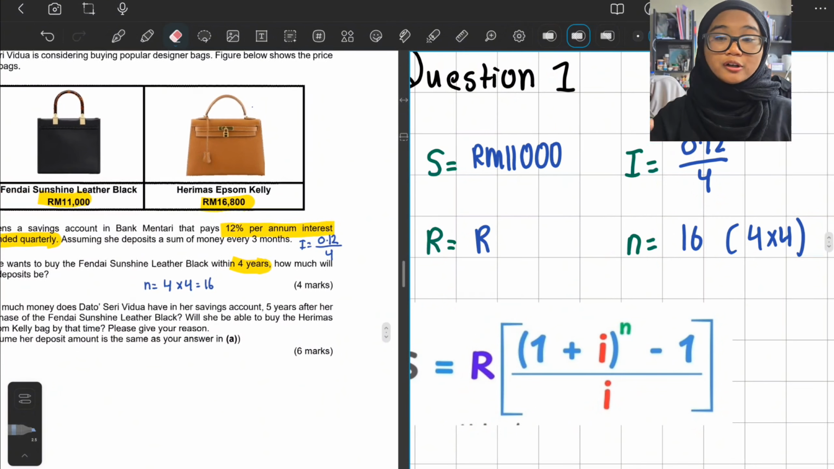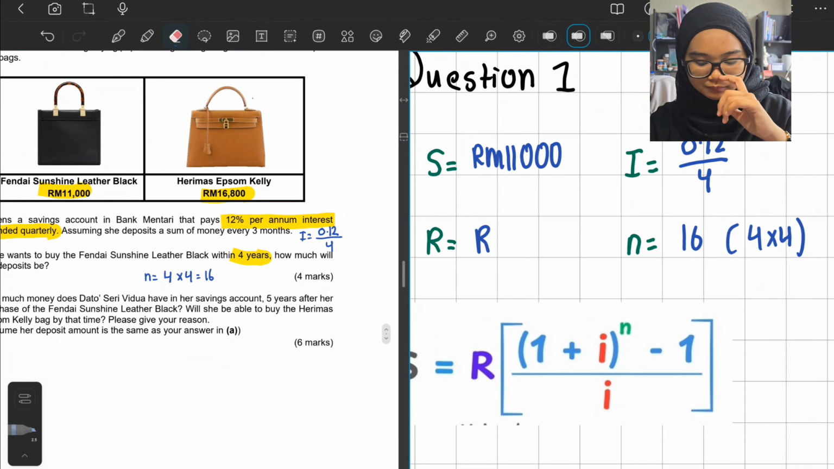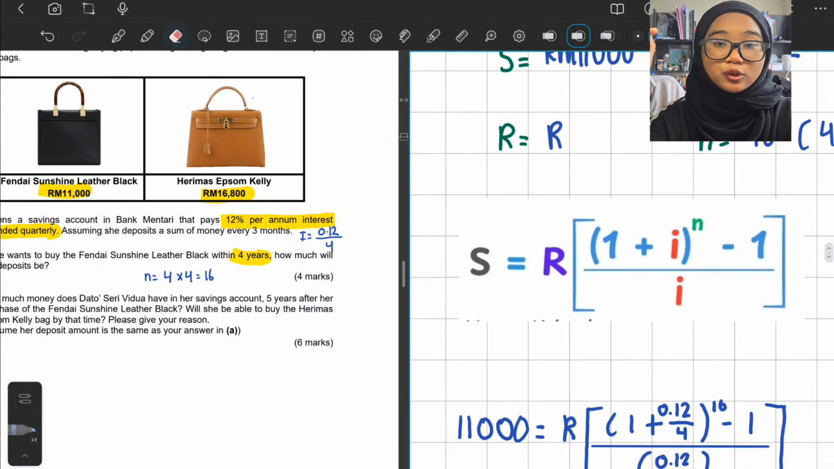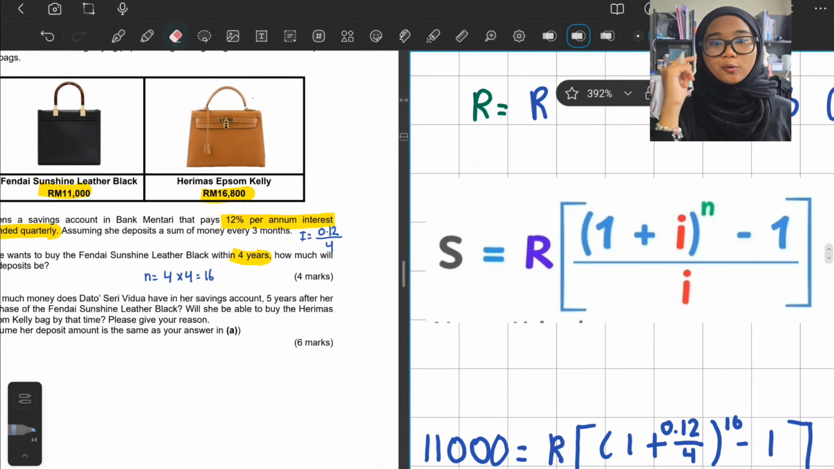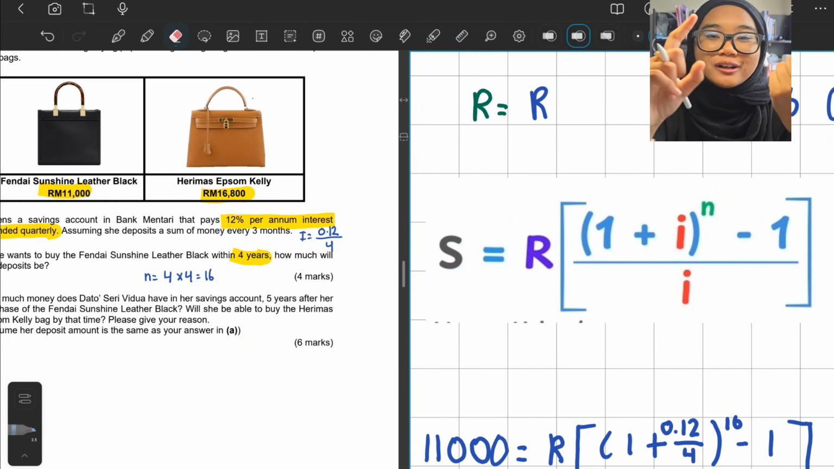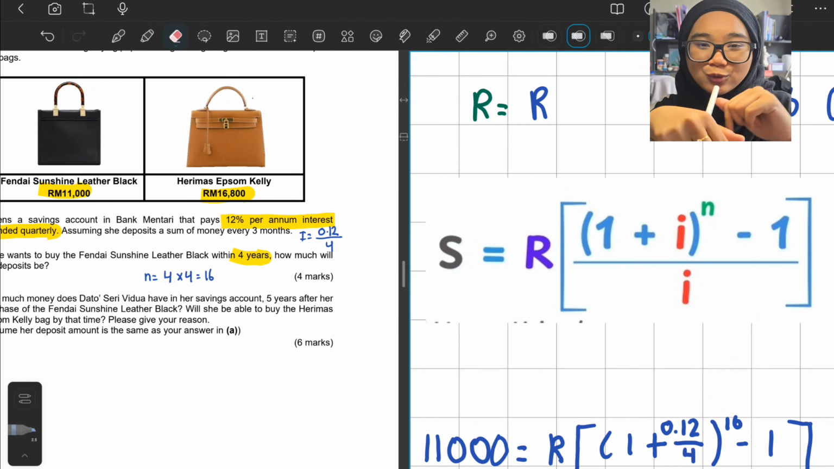Okay. So we already get all the information. So we use this formula, which is S equals to R. There you can see all the brackets now. So this is the formula that we use for this chapter. So we already get all the information, and we already have our formula. So we just put all the information into the formula.